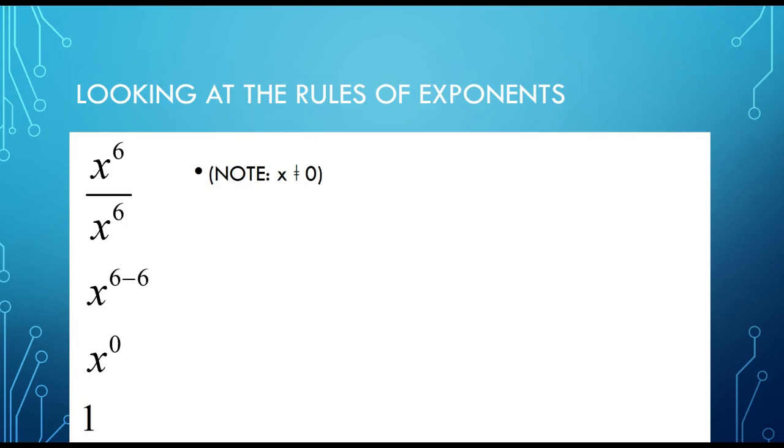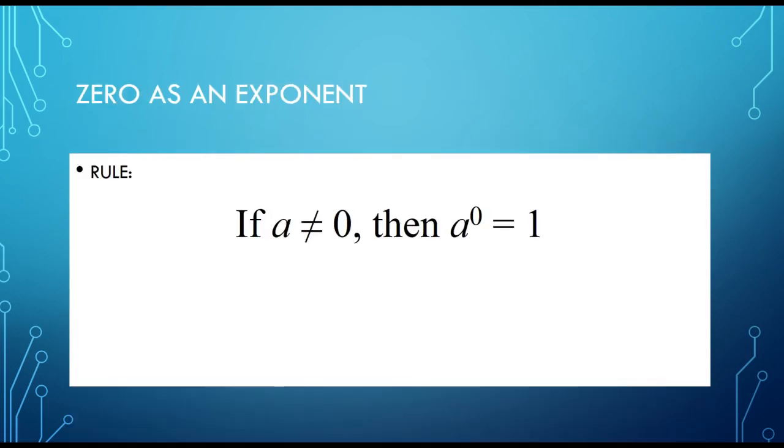And we already know that x to the 6th over x to the 6th simplifies to 1, so it would follow that x to the 0 power is also 1. And it turns out that that's our rule. As long as your base is not 0, any number to the 0 power, or any variable to the 0 power, will always simplify to 1. So let's take a look at some 4 quick examples.